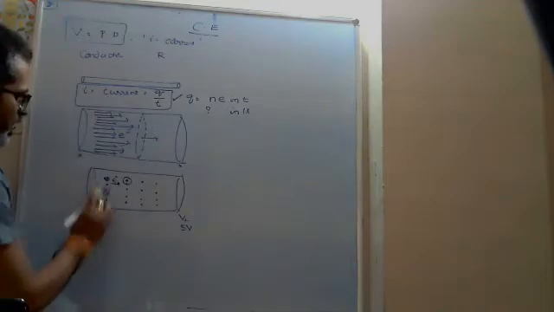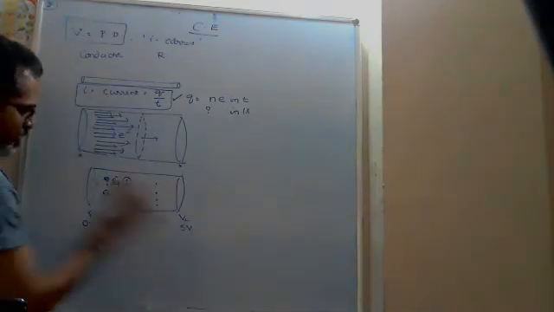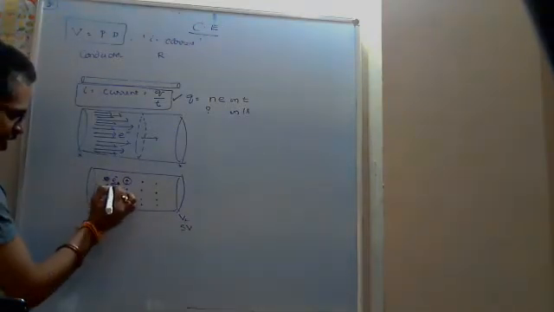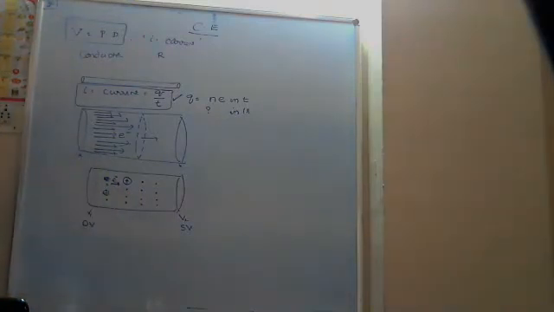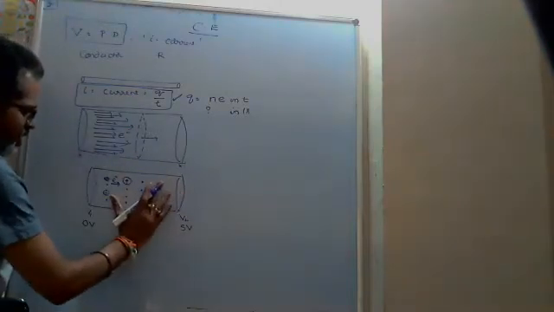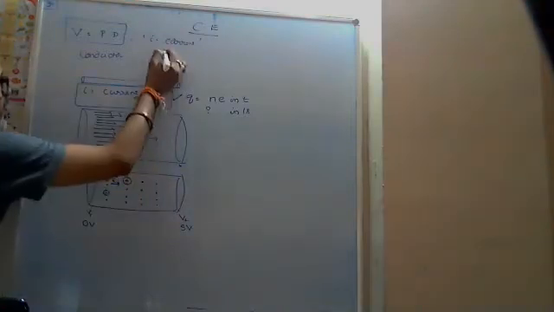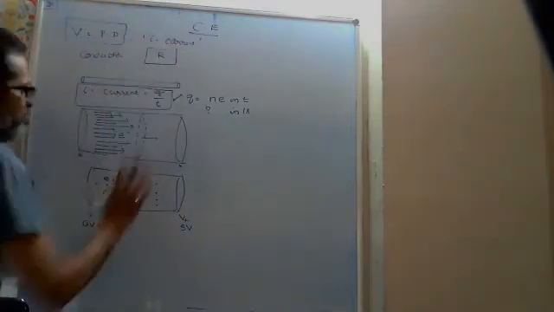Then immediately, electrons moving from low potential to high potential experience some opposition from the ions to their flow. The total opposition offered by the conductor is defined as resistance. This is the story.